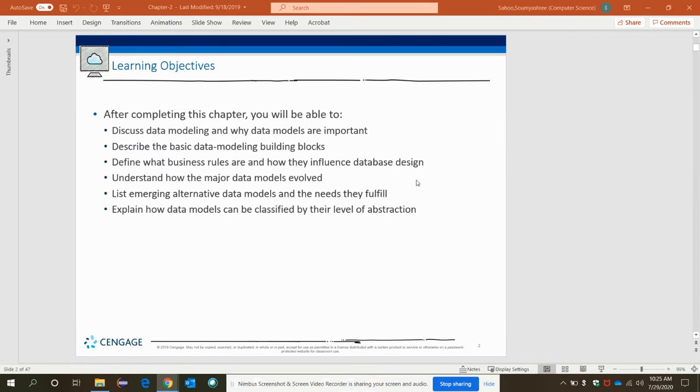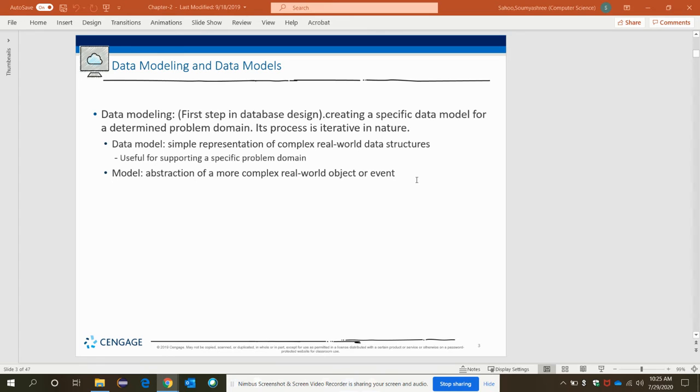Okay, so these are the learning objectives. We are starting with data modeling and data models. So a data model is what? It's a relatively simple representation, usually graphical, of a more complex real-world object or event. The data model's main function is to help us understand the complexities of the real-world environment.